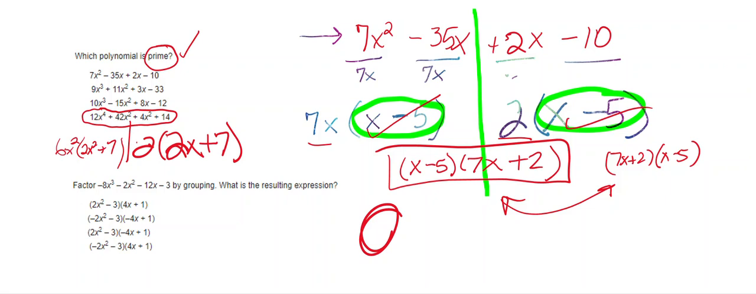Now, is this a prime polynomial? Is that last polynomial right there a prime polynomial? No, it is not, because when we factor by grouping, we did get the exact same thing inside the parentheses, which means we can factor this as 6x squared plus 2 times 2x squared plus 7.